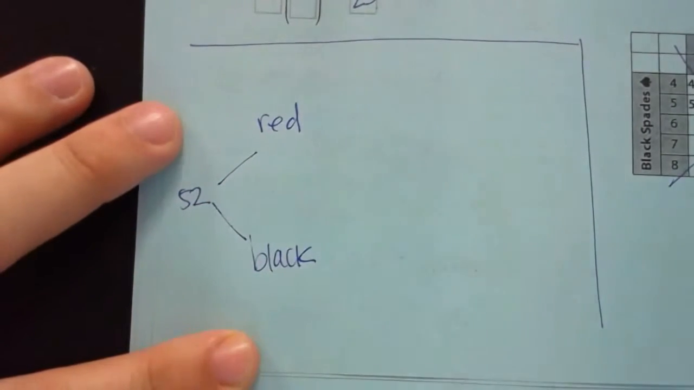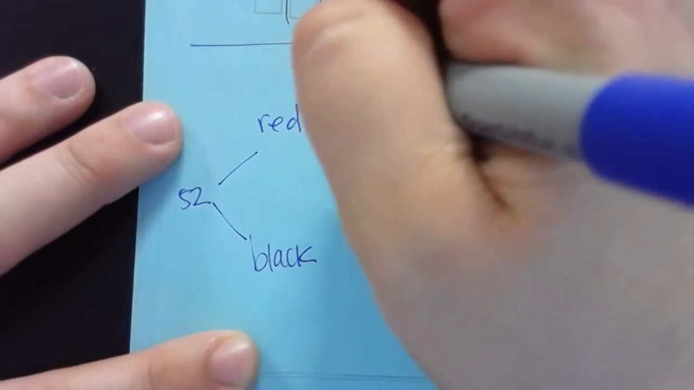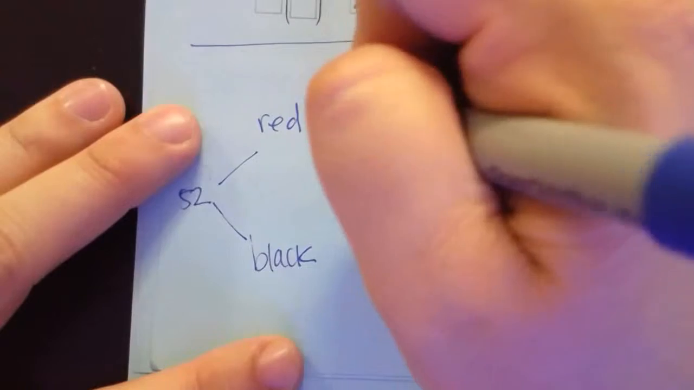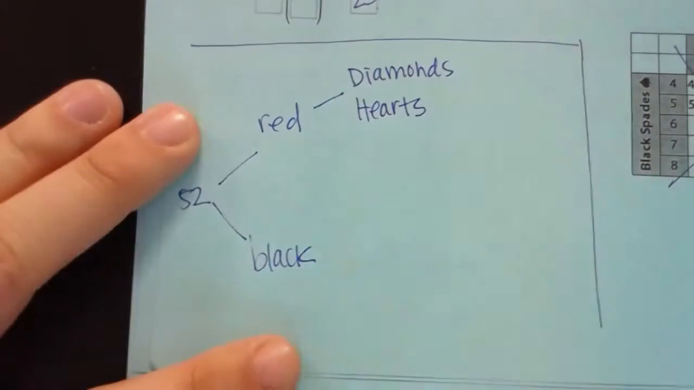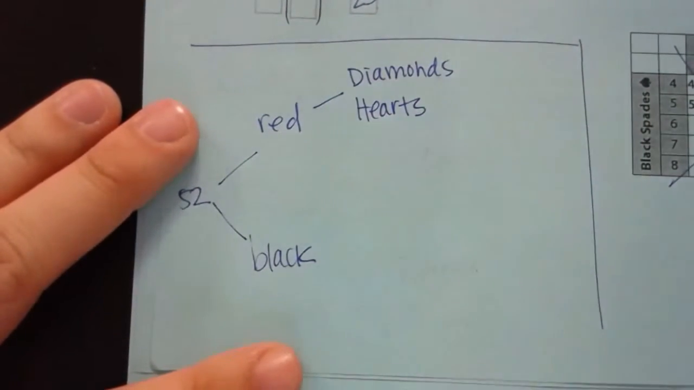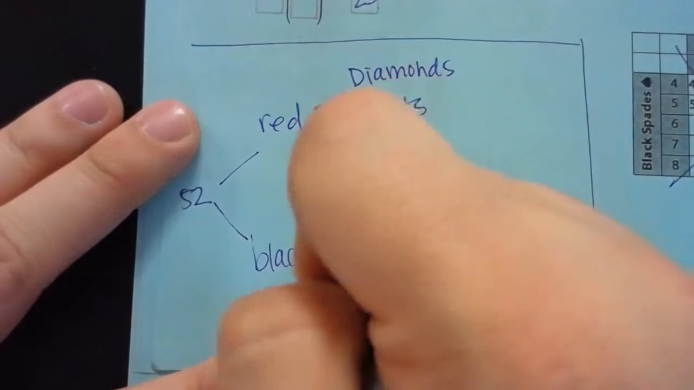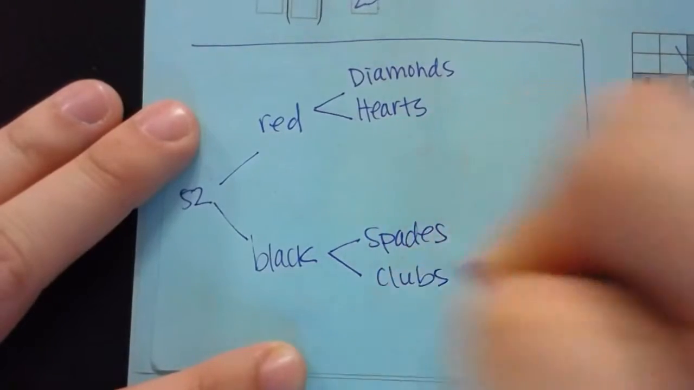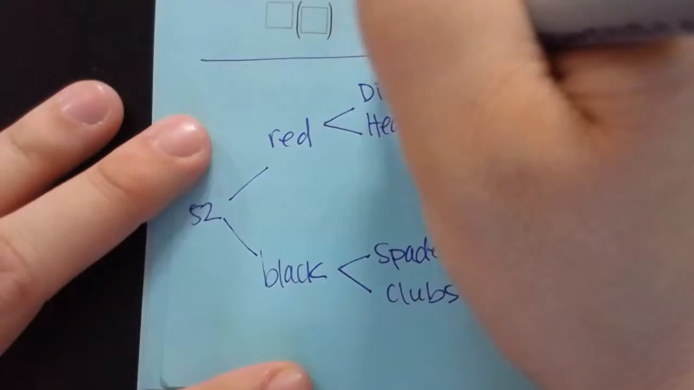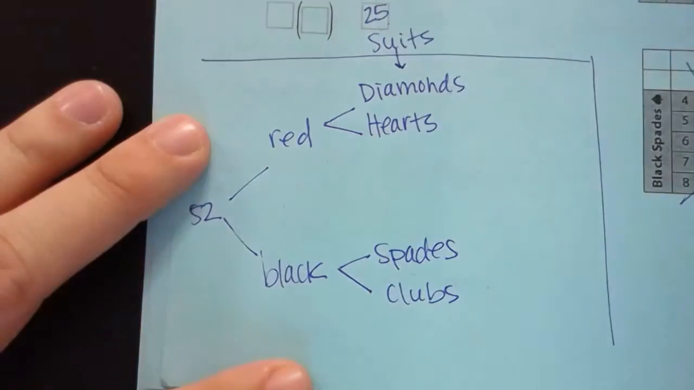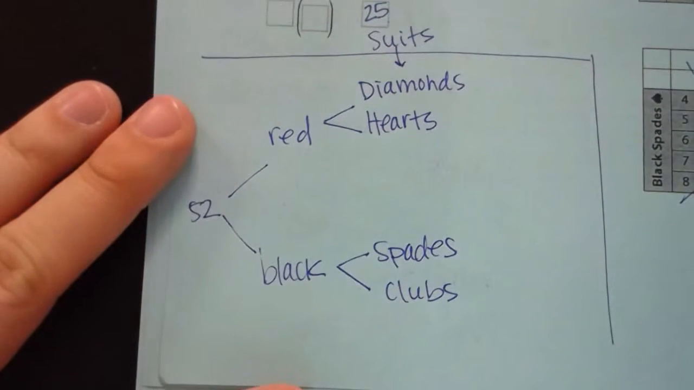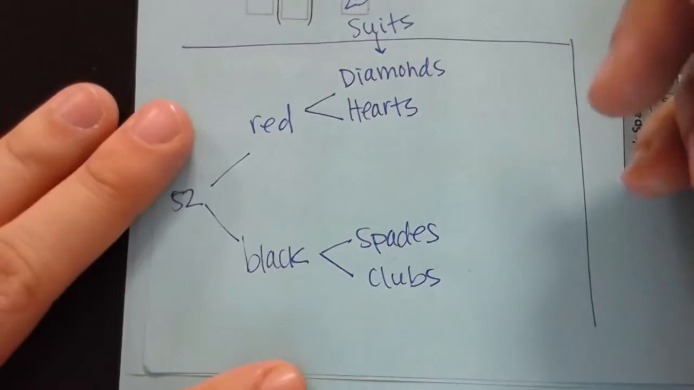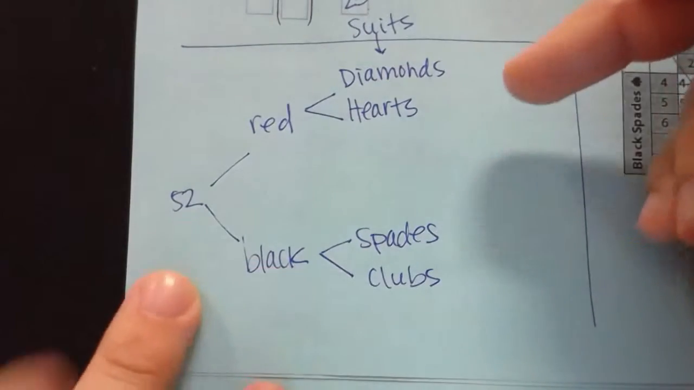There's two different kinds of red cards. There are diamonds and there are hearts. There are two different kinds of black cards, spades and clubs. This column right here, they're called suits. So a diamond is a suit, heart is a suit. Each, the diamonds, hearts, spades, and clubs, they each have 13 cards in them. 13 times 4 is how we get our 52.